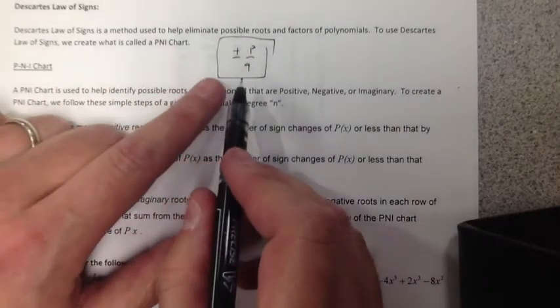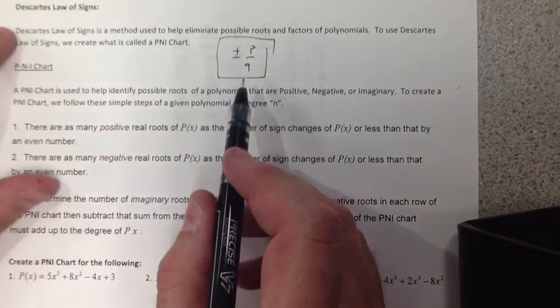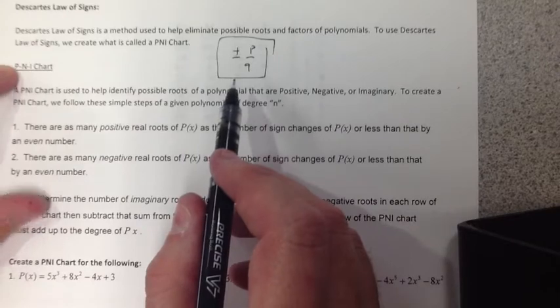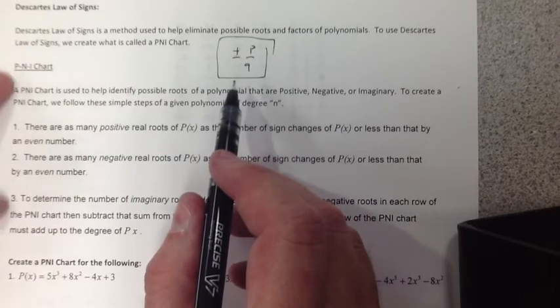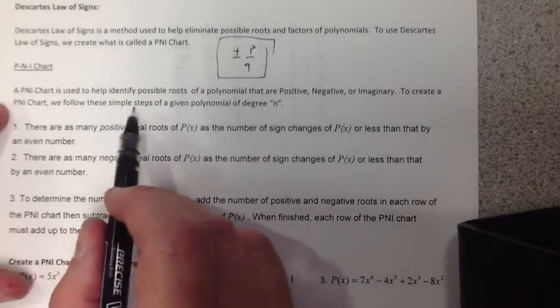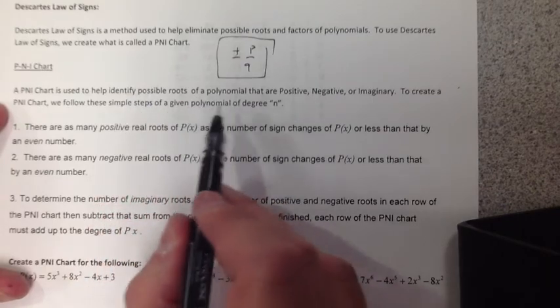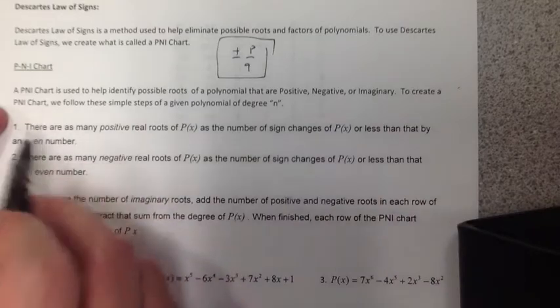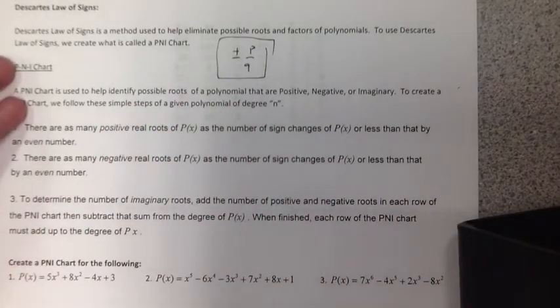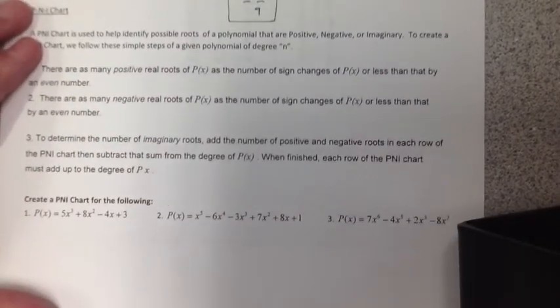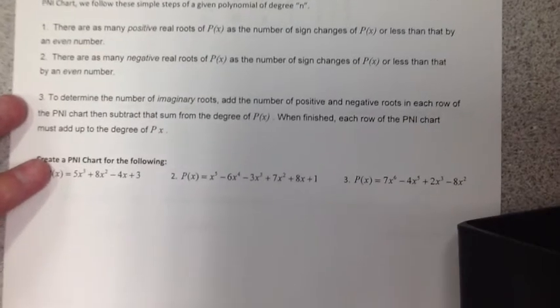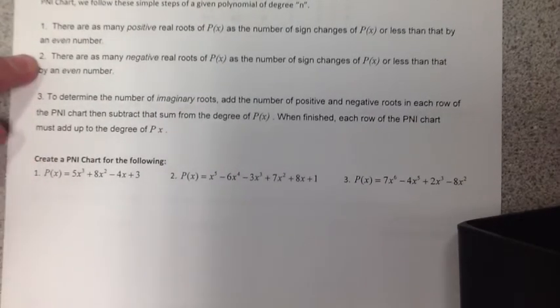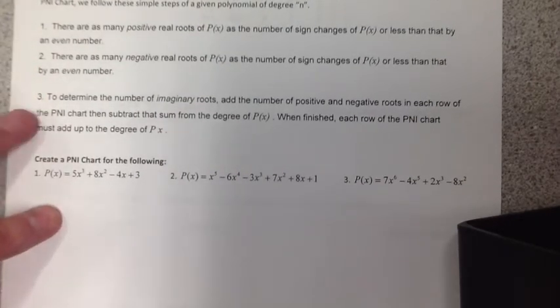One way to help eliminate the number of choices is to use what we call a P&I chart, Descartes' law of signs. And a P&I chart is basically used to help identify the roots of a polynomial that are positive, negative, or imaginary. To create them, we use these directions down below, which I'll let you go ahead and read, but we're just going to go ahead and start it. So pause it, and then go ahead and take a look at how we do these.